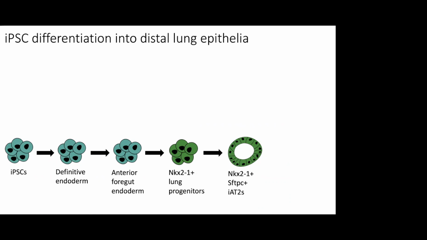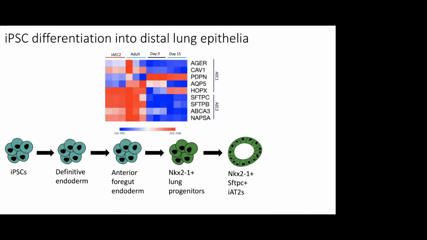So the Cotton Lab has developed this differentiation where we can take iPSCs through several known developmental stages into these NKX2-1 positive lung epithelial progenitors, which we can then sort out and replate in 3D that grows these 3D monolayered epithelial spheres, turn on SPC, and we call those our IAT2s or alveolar spheres.